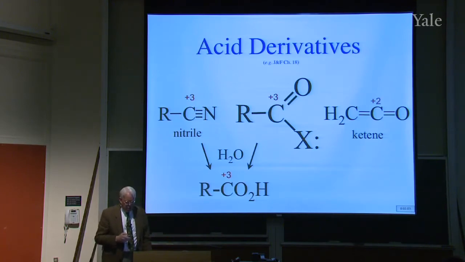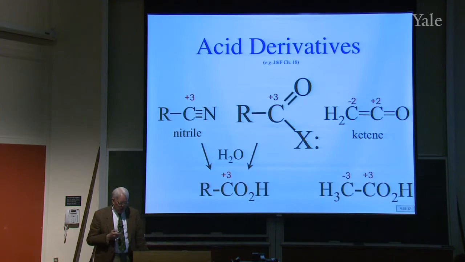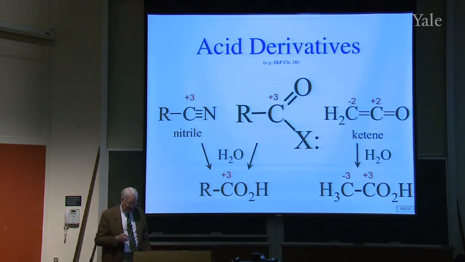Okay, that's fine. But over here, the carbon is +2 in its oxidation level. It doesn't look like you're dealing with the same thing, right? However, this other carbon is -2. And if you add water and go to the acid, it's -3, +3. So it's again no change in overall oxidation level, so you don't need an oxidizing or reducing agent. And you can just do that with water. So ketene will react with water to give a carboxylic acid. So all these things are called acid derivatives.